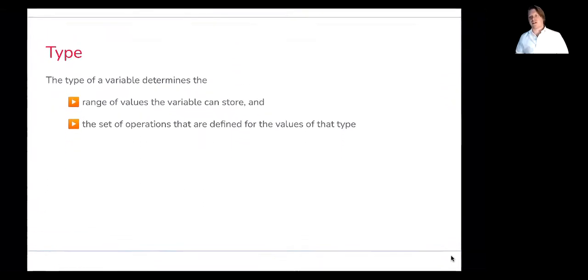Type. We've already talked a little bit about type. We'll just emphasize what we said earlier here. The type of a variable determines the range of values that it can store, as well as the set of operations that are defined for the values of that type.